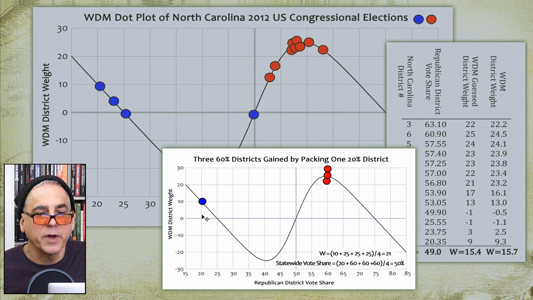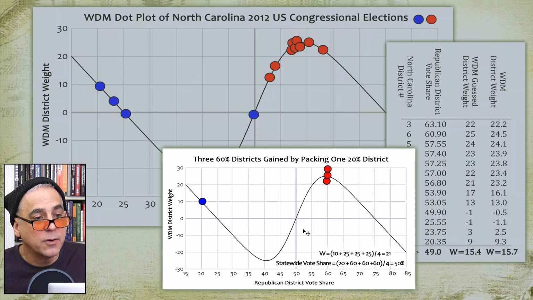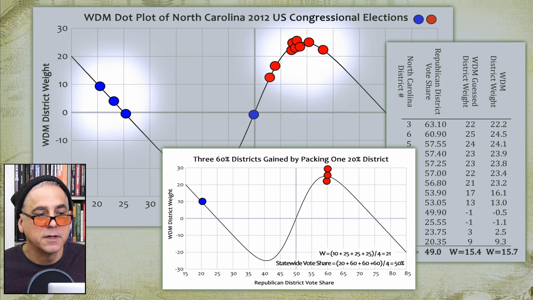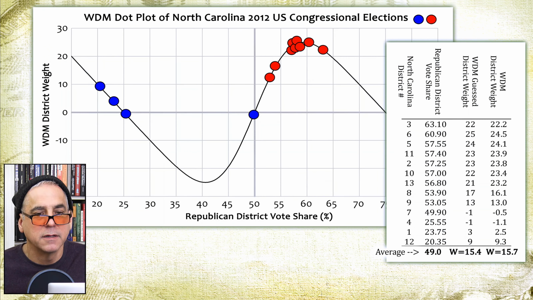The weighted districts method weights this plan at W equals 21, an extreme gerrymander. Again, we started with 4 close elections. We ended up with 0 close elections. Voters do not choose their representatives. In the North Carolina plan up here, since North Carolina is about a 50-50 state, we should see a cluster of districts around 50%, but we don't. Instead, these 3 packed districts gave Republicans this cluster of dependable seats. That's how the magic is done.